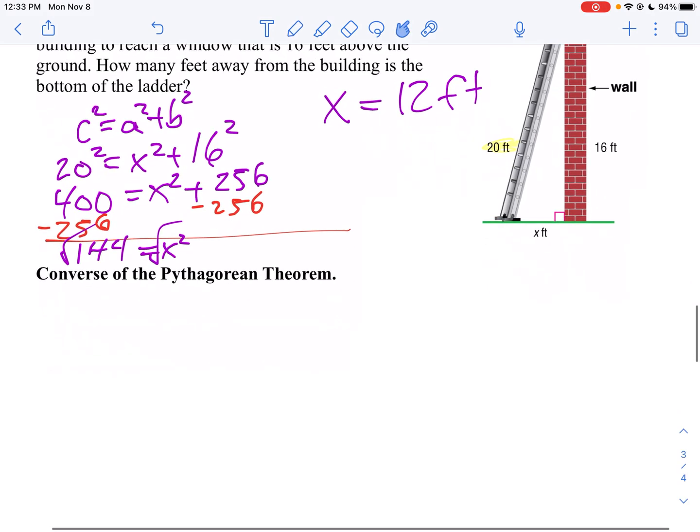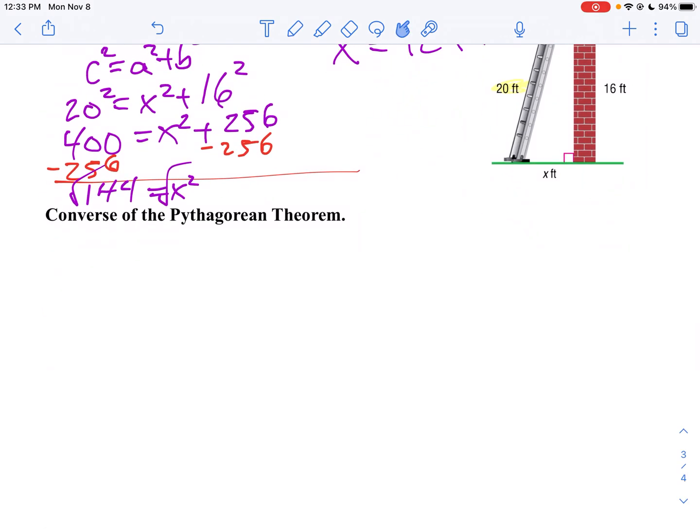Now think of the word converse. We're just going to flip it around. And so there's three parts to the converse of the Pythagorean theorem. The first one is the one that probably is going to make most sense to you. If c squared equals a squared plus b squared, that tells me I have a right triangle.